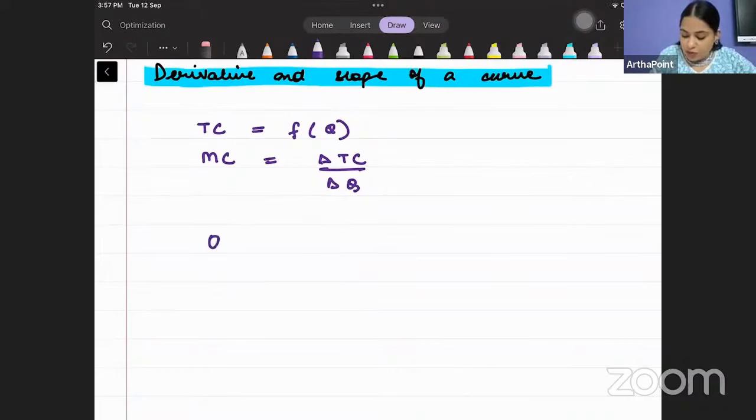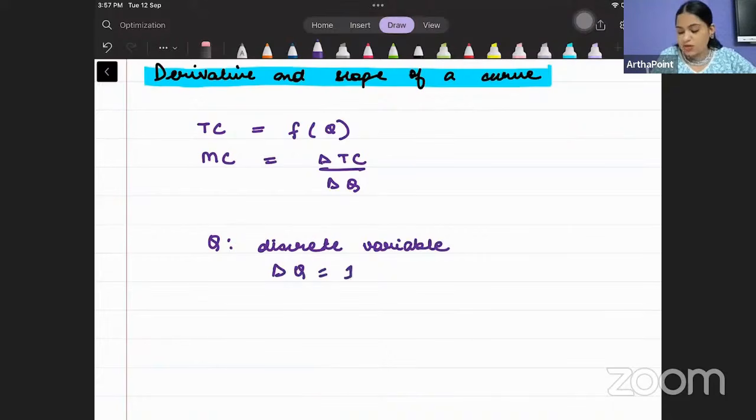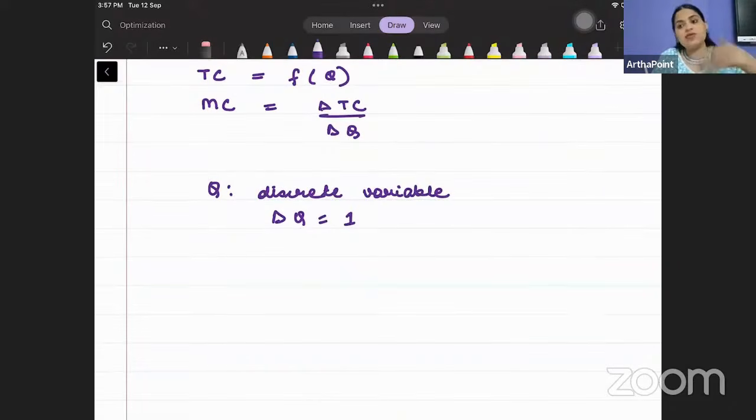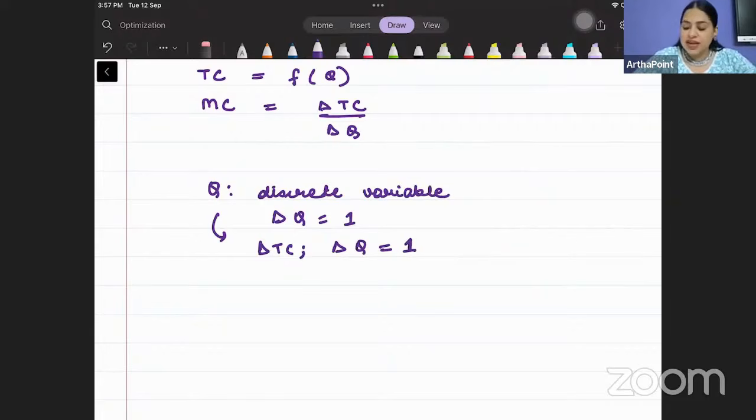See, if my output is a discrete variable, then change in output has to be 1, because output is measured as 1, 2, 3, 4. So if my output is a discrete variable, then change in output can only be measured in terms of numbers. In that case we will say marginal cost is how cost changes when output changes by 1. When we change output by one unit, how much will cost change, that is marginal cost.